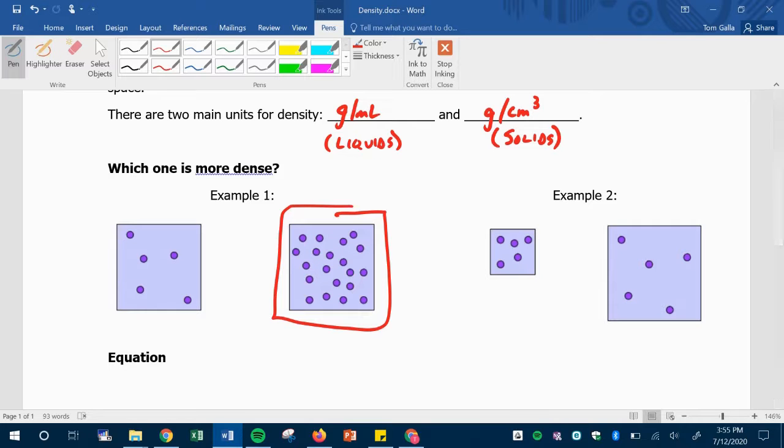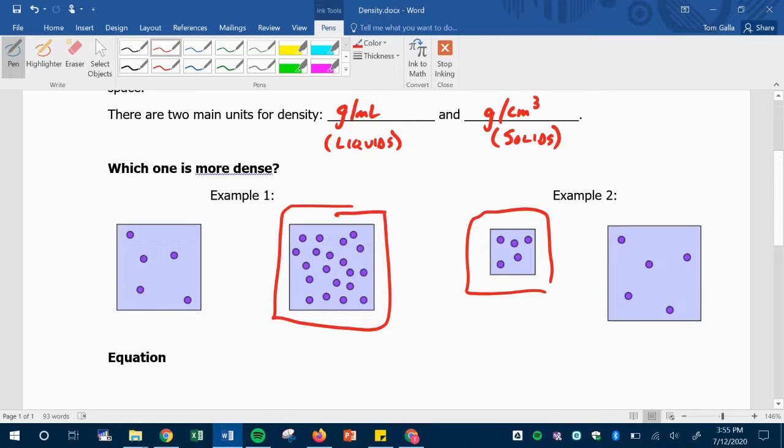Then under example 2, we see that both boxes are different sizes, but they have the same amount of stuff within it. So in terms of which one is more dense, in this case, it's our first box because there's the same amount of stuff, but it takes up less space.